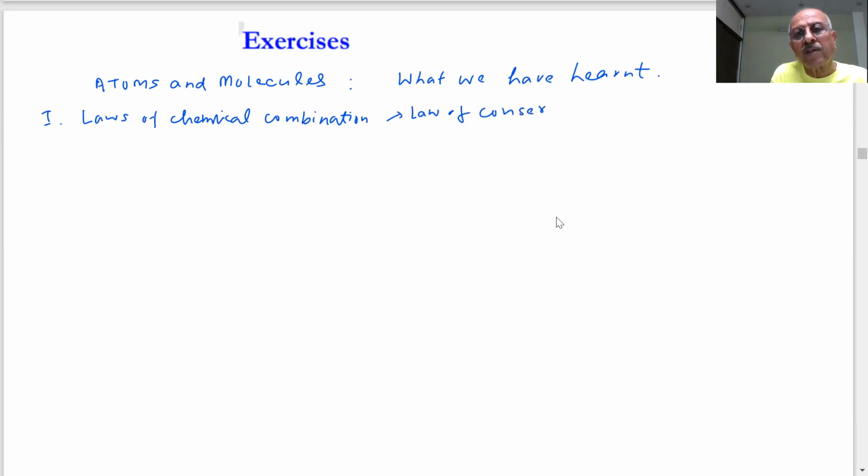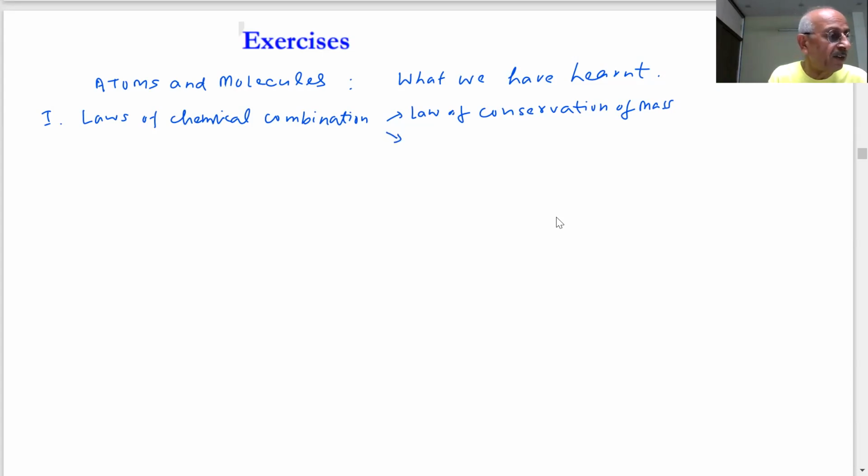What does it say, students? What is the law of conservation of mass? It states that mass can neither be created nor destroyed. In a chemical reaction, the total mass of reactants is equal to the total mass of products for an isolated system, when the reaction is performed in a closed manner. So mass cannot be created nor destroyed. That was the first law.